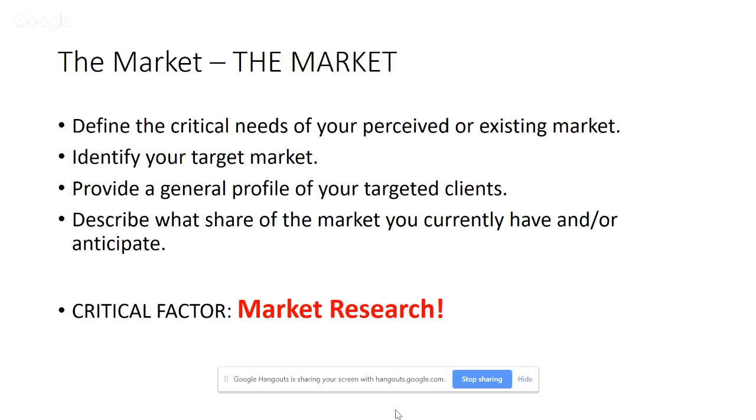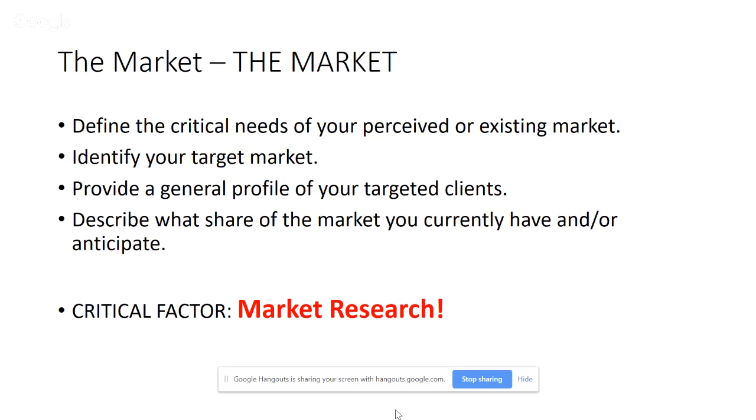So depending on where you are in the value chain, you have to be clear where you are in the value chain, who you're creating value for, and who specifically that is. Therefore, market research really is a critical factor. No matter how cool your idea is, if you don't know your market, your business plan is going to be weak. So I usually love to call the market research and the market section the foundation of your business plan, because everything depends on the market.